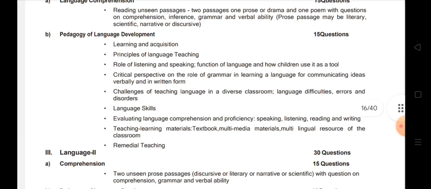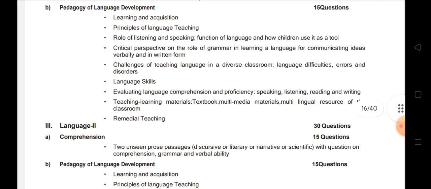So pedagogy of language development. So what are the different pedagogies? Learning and acquisition. How do we learn and how do we acquire? That we will be learning, the principles of language teaching. So how a language teacher should deliver his language lectures, or how a language teacher should engage the learners in the process of language teaching. Role of listening and speaking, function of language, and how children use it as a tool. So we know that listening and speaking are the 2 factors which help in language development, right? Language skills. So function of language, how does language function and how it helps the learners as a tool in the process of learning.